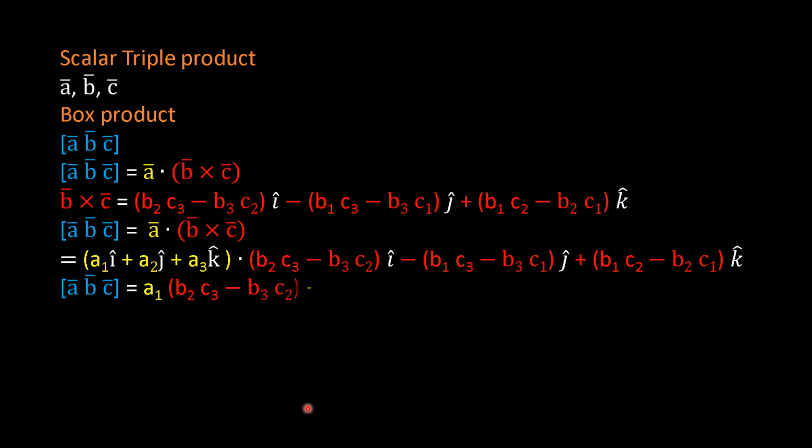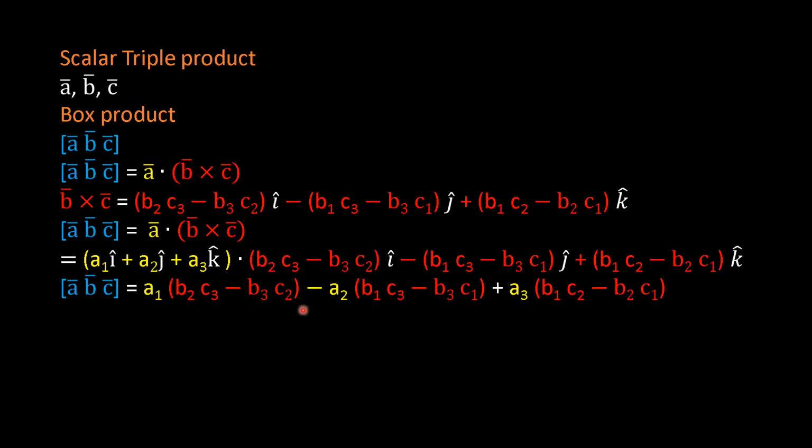So first we will write coefficient of i here, which is a1, and the corresponding coefficient of i over here, which is b2c3 minus b3c2. Next we write coefficient of j, which is a2, and corresponding coefficient of j, which is b1c3 minus b3c1 here, plus we write coefficient of k, which is a3 here, and corresponding coefficient of k here, which is b1c2 minus b2c1 here.